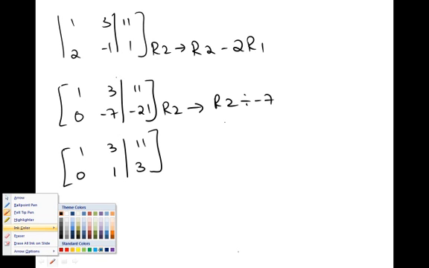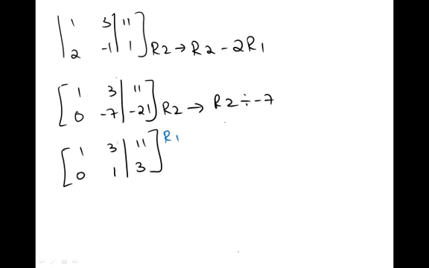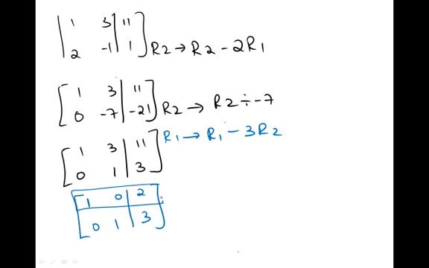Now let me go back to row 1. Again in row 1 I want to make this one 0. So row 1 will be row 1 minus 3 times row 2. Here nothing will be changed because here you have 0, so it will be 1 as it is. 3 minus 3 will give you 0, and this one, when it's multiplied by 3, will give you 9, so 11 minus 9 will be 2. Second row is not changed, so this value is for x and this value is for y. That means x equal 2 and y equal 3.